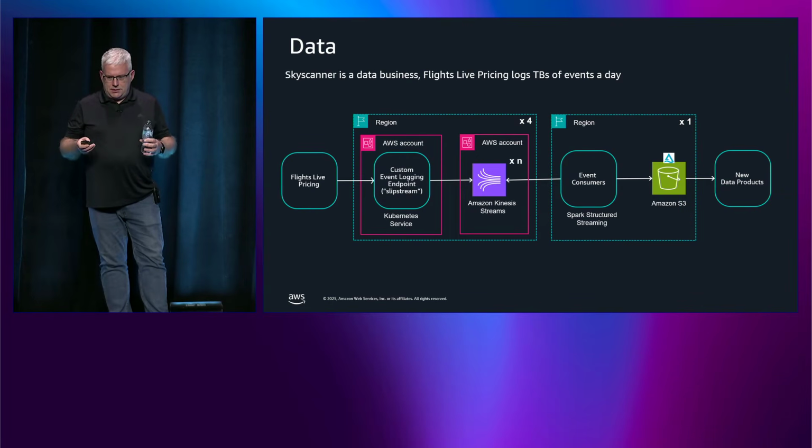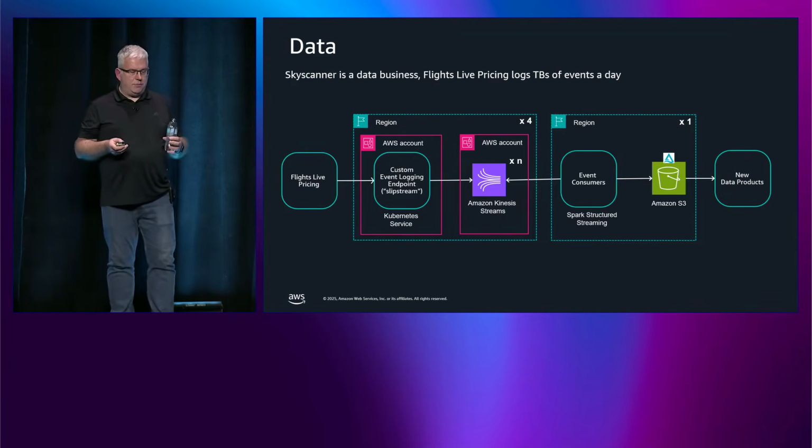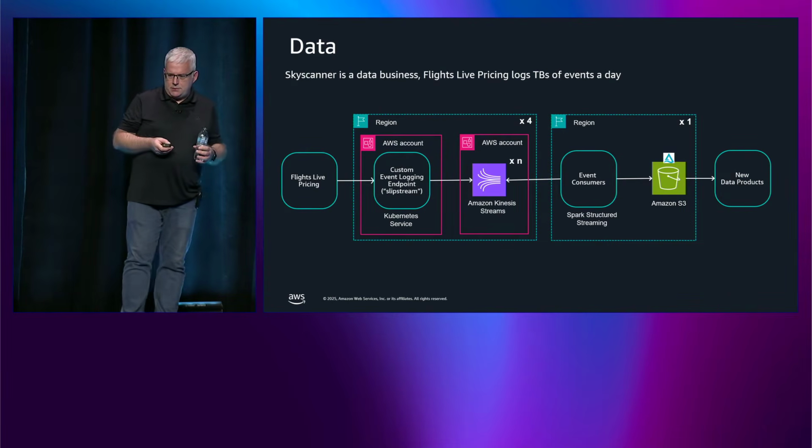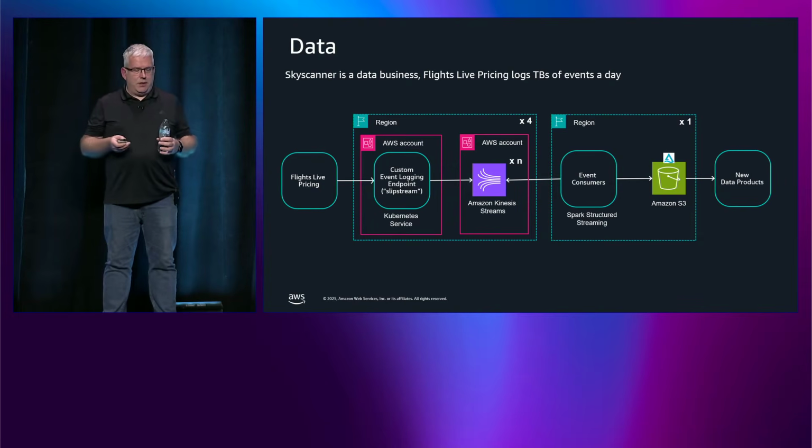So Skyscanner is a data business. We emit around 55 billion events per day into our data lake, which is about 25 petabytes of data under management. And a significant amount of that comes out of flights live pricing.